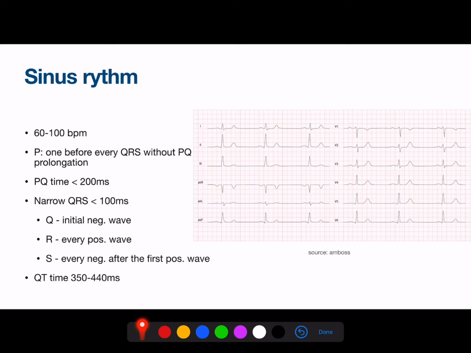Now the PQ time has to be below 200 milliseconds. The QRS has to be below 100 milliseconds. And now to understand how to describe some rhythms, because in some pathologies it's important to know and to understand this. The Q wave is the initial negative wave, the R wave is every positive wave, and the S wave is every negative after the first positive wave.